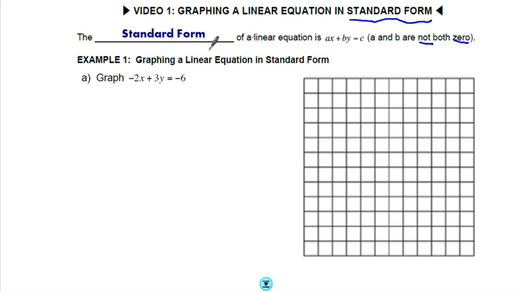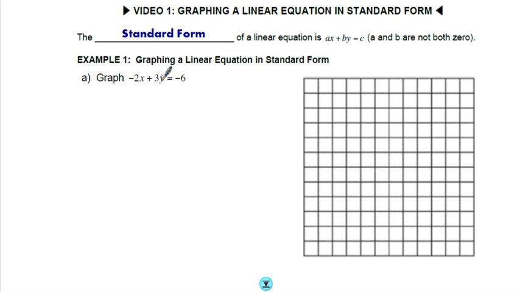And if you look at the example, that's what standard form looks like. You have negative 2x plus 3y equals negative 6. So that means a is negative 2, and b is positive 3. c is negative 6. That is standard form.